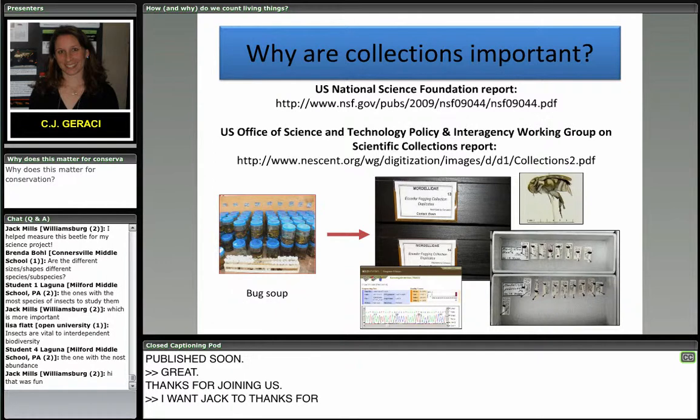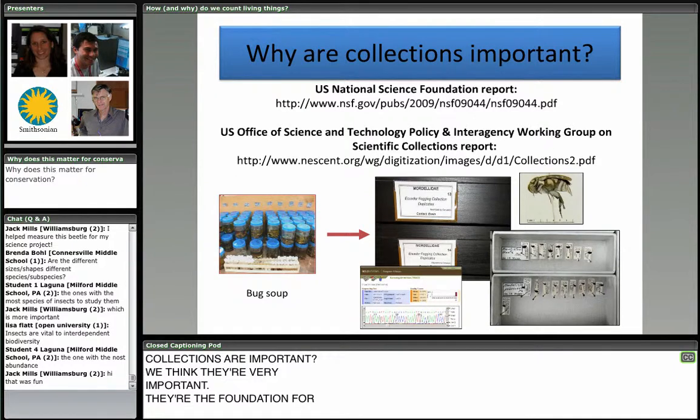Okay, and so I'll just leave you with some questions to think about. You know, why do you think insect collections are important? We think they're very important. They're the foundation for everything that we do at the museum, having a reference collection to compare things. There are 2 reports that were published recently by the National Science Foundation and the White House Office of Science and Technology Policy, and there's a lot of great information in those 2 reports about why biological collections are important and why we need to fund them and preserve them and make sure that they are fully staffed.